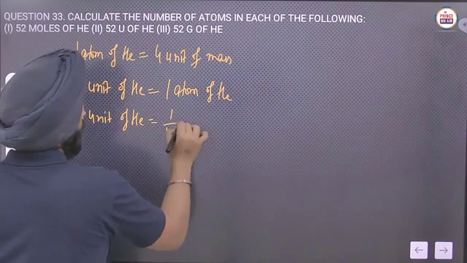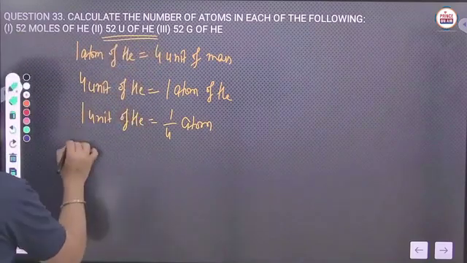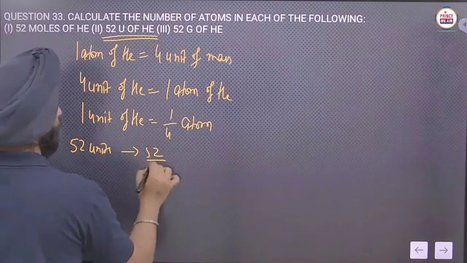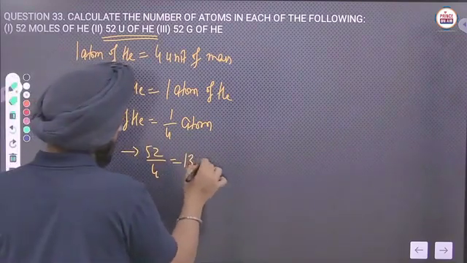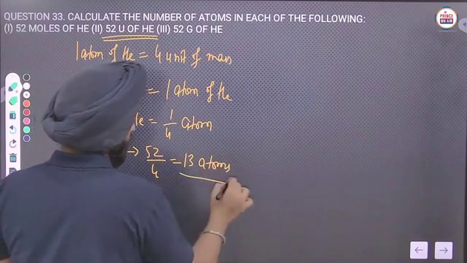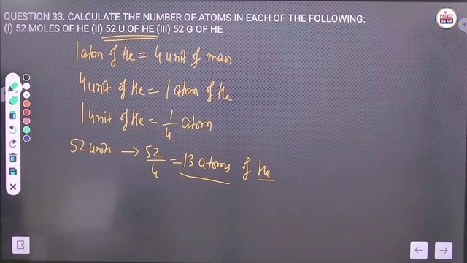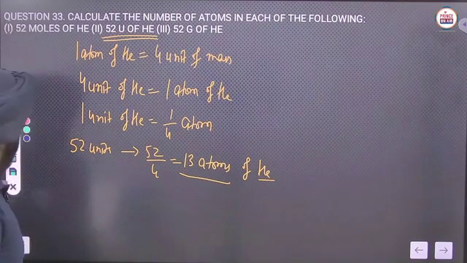1 unit will give you 1 upon 4 atom, and we have 52 units, so 52 units will give you 52 upon 4. It will come out to be 13 atoms of helium. So the answer is 13 atoms of helium. Clear? Clear, done? Next one.